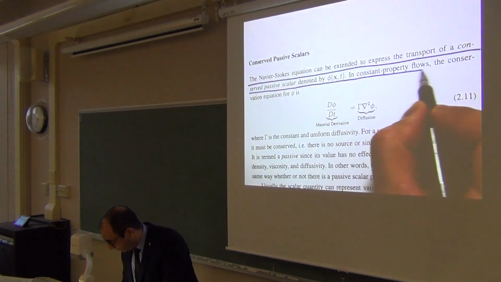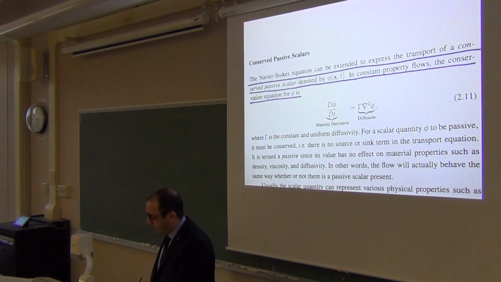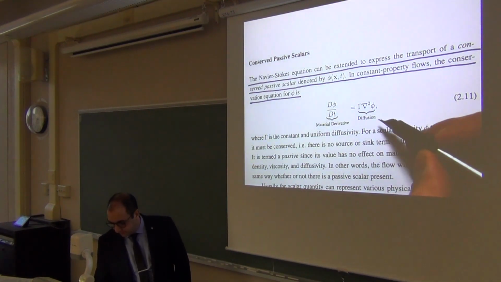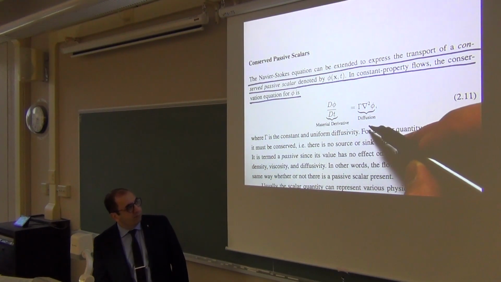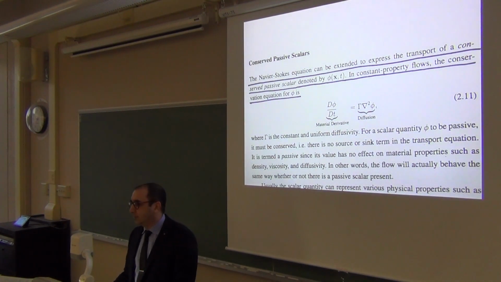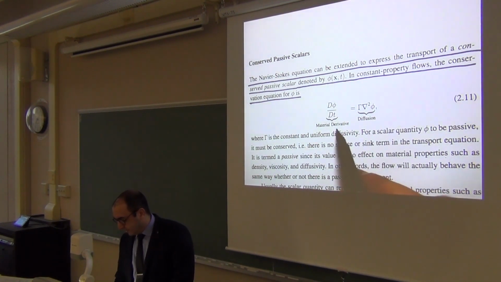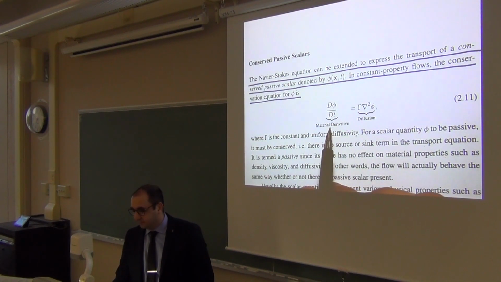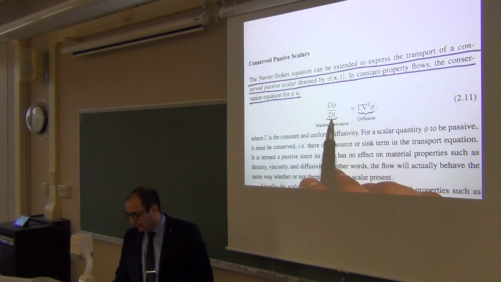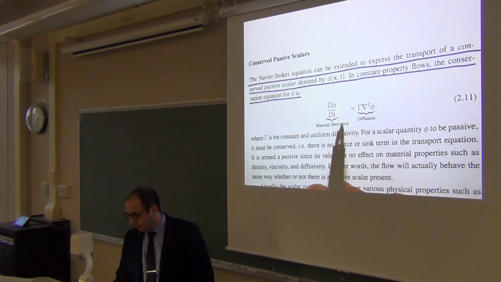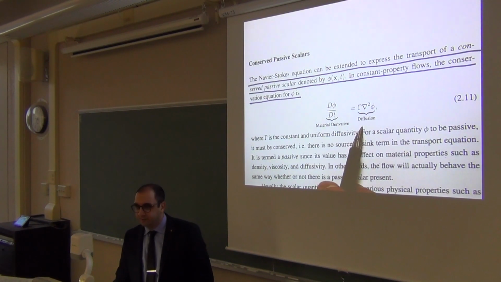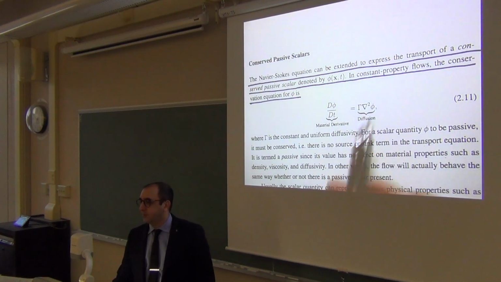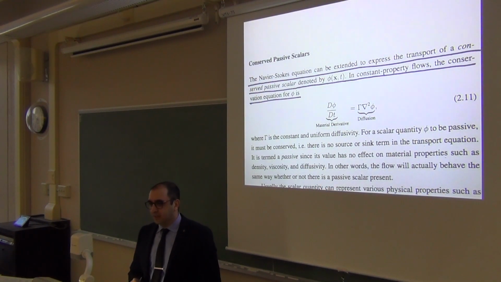In constant property flows, the conservation equation for phi is given in a somewhat similar fashion as we had for momentum, but simpler. On the left-hand side, I have the time derivative or total derivative of the passive scalar or concentration. On the right-hand side, I only have one term. That's called the diffusion term, and it's a Laplacian of the concentration. That's all. There's no pressure in here. There's no viscous term in here. It's just a diffusion term.